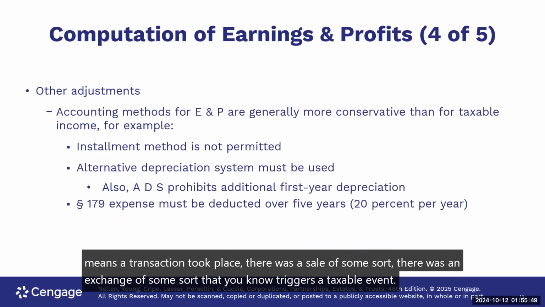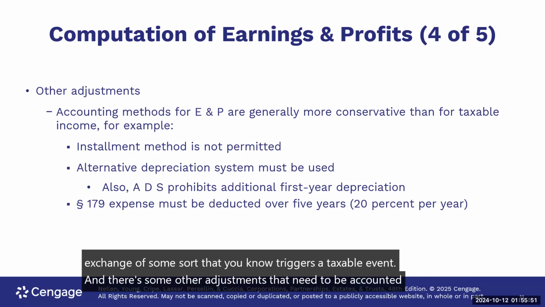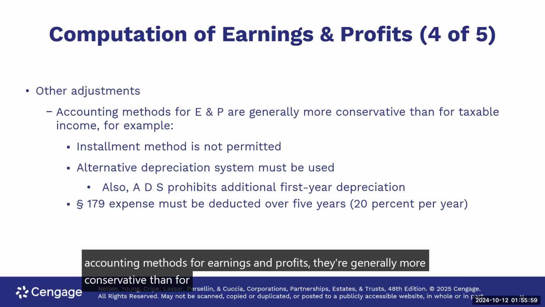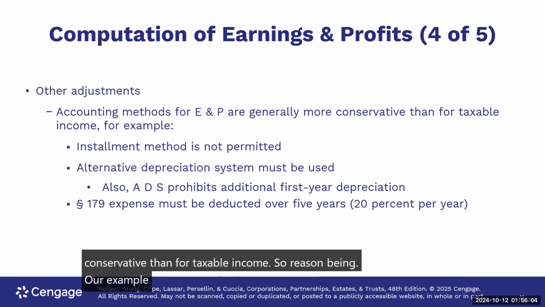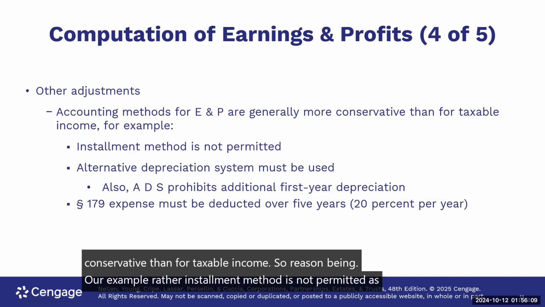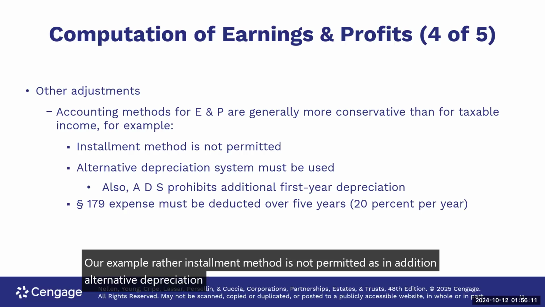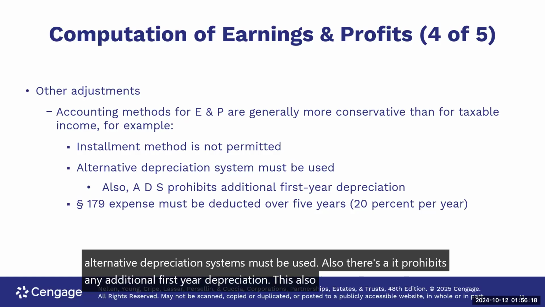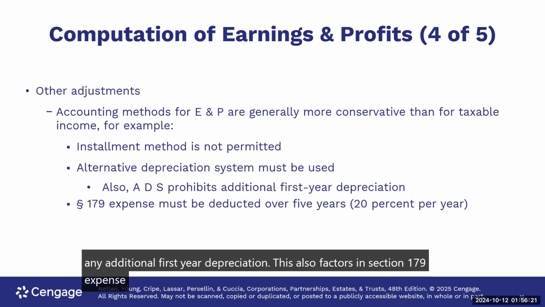And there are some other adjustments that need to be accounted for. Accounting methods for earnings and profits are generally more conservative than for taxable income. For example, the installment method is not permitted. In addition, alternative depreciation systems must be used. Also, it prohibits any additional first year depreciation. This also factors in Section 179 expense, which needs to be deducted over 5 years, 20% per year.